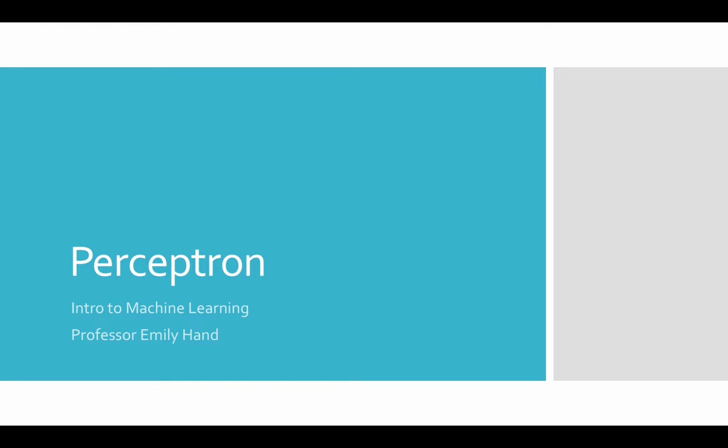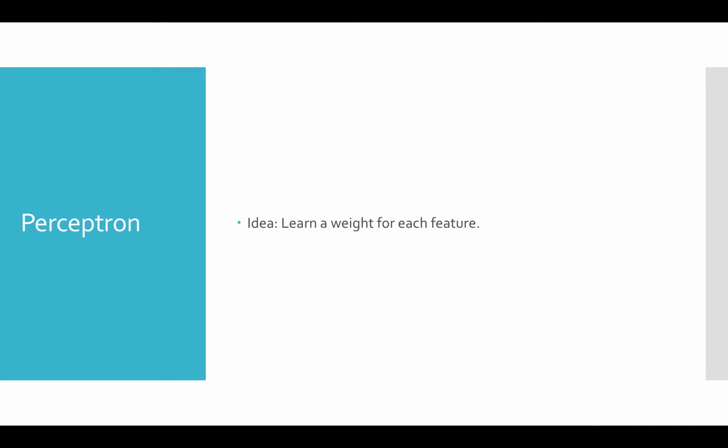Welcome back to Intro to Machine Learning. In this lecture, we're going to discuss the perceptron. The idea behind this model and algorithm is to learn a weight for each feature.